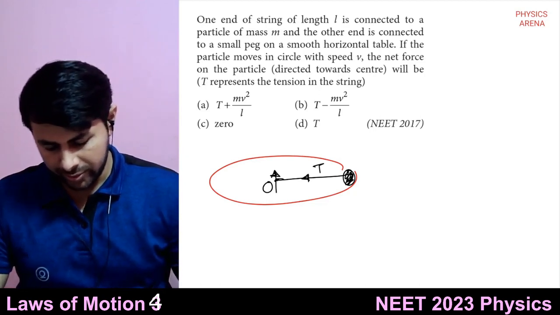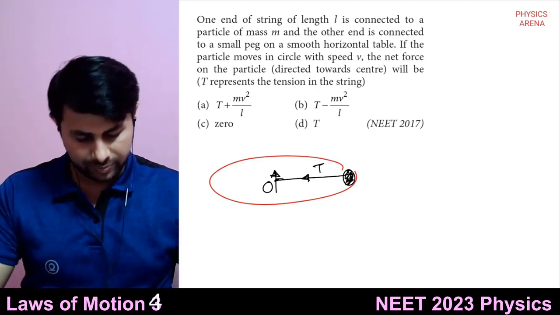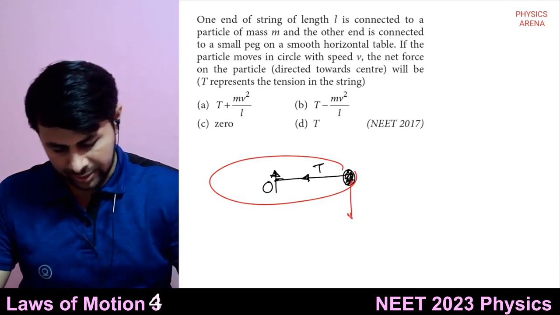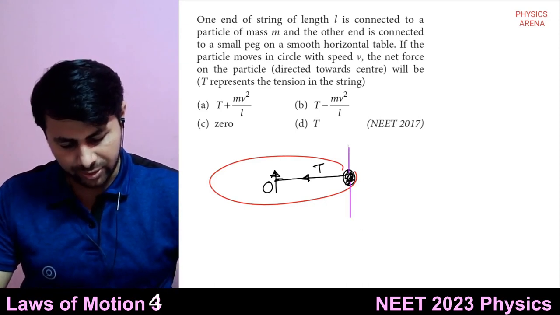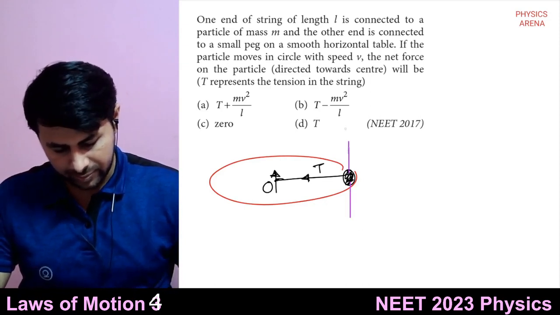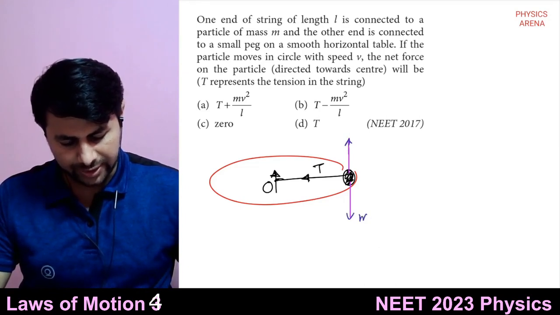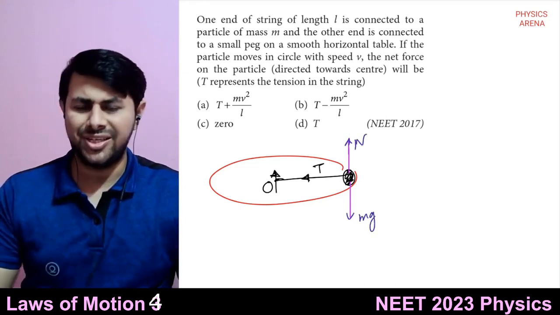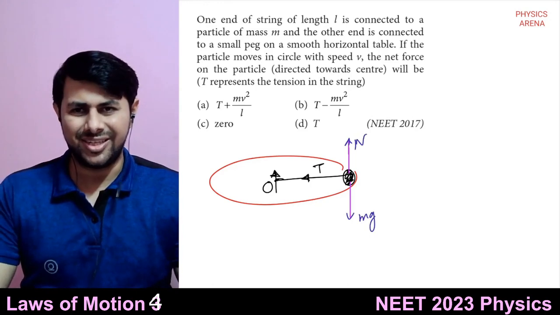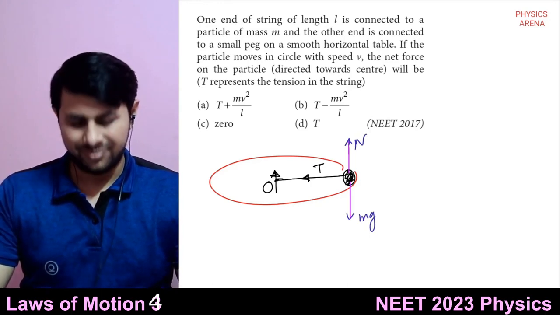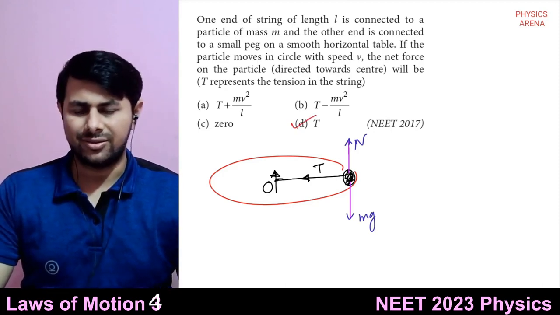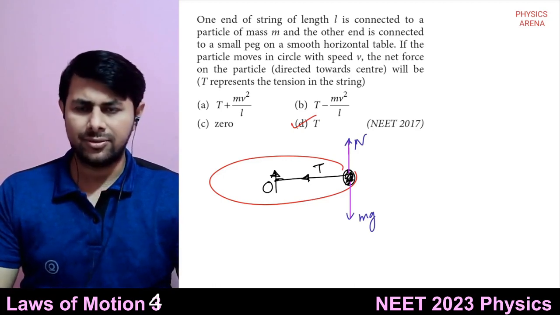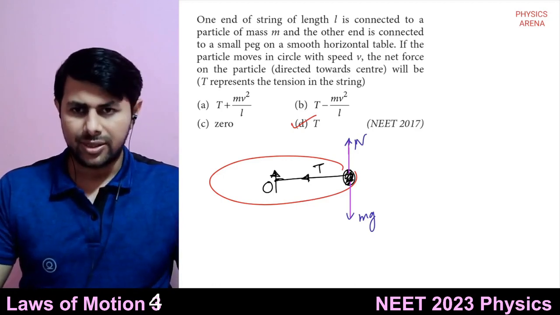It is resting on a horizontal table. So there is mg acting downwards, and normal reaction due to the table upwards. They get cancelled out. What's the net force? It's tension only, nothing else is there. What is the answer? Tension in the string only. You got this? Yes, no? This is clear, everybody?